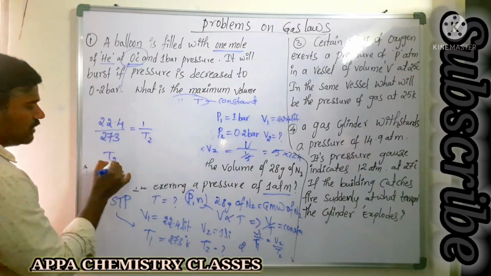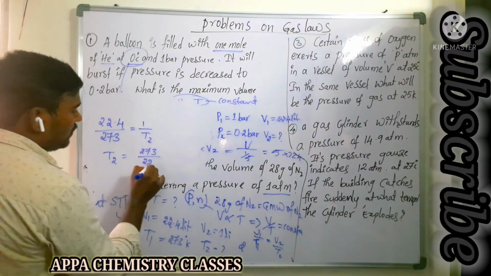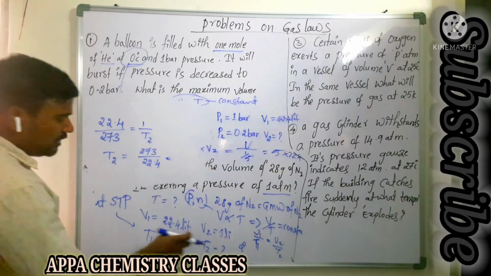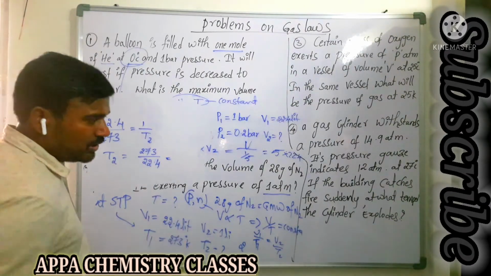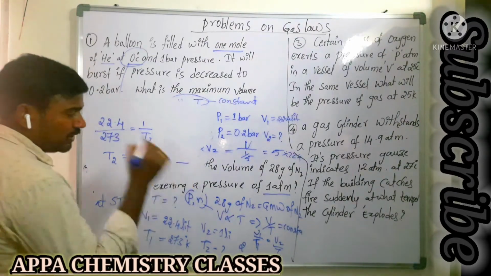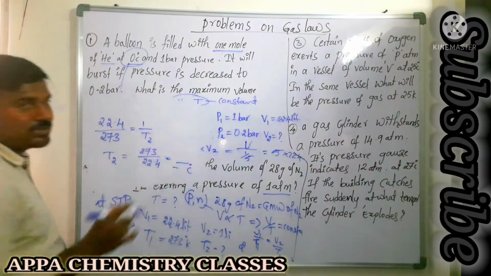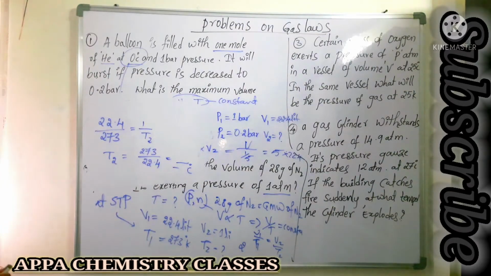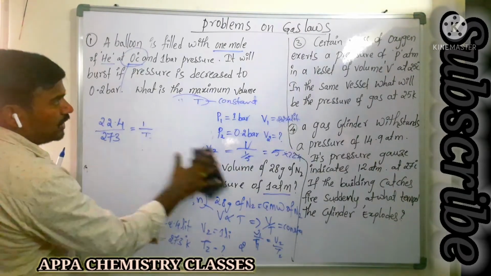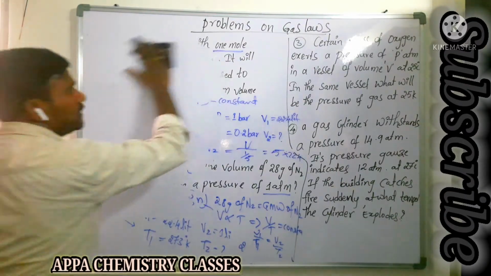Then what happens from this? T2 is equal to 273 by 22.4. So you can find the temperature here. Here the volume is changing from 22.4 liter to 1 liter, that is the volume is decreasing, which means the temperature will automatically decrease. You will get a very low value, a negative temperature, negative degree Celsius. Is that clear? That is a problem related to Charles law. I think you got some information about this. So next we are going to see the third question.